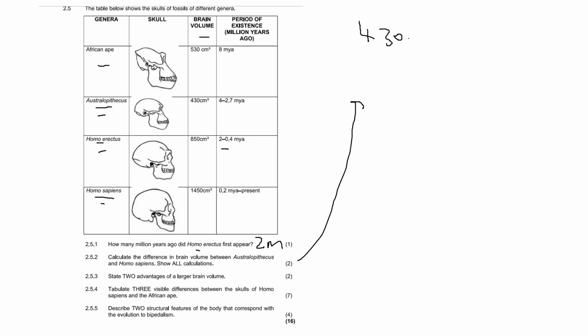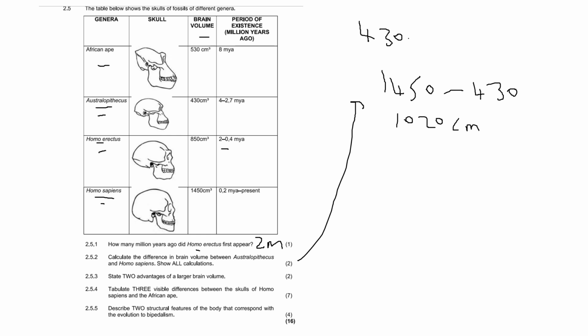You can't do 430 minus the bigger one, because that will be negative. So start with the bigger one. The bigger one is 1,450. You can't have a negative number for brain size. Imagine having a negative brain size. So it'll be 1,450 minus 430. So that'll be the difference. 1,450 minus 430. Okay, that's a huge difference: 1,020 cubic centimeters.